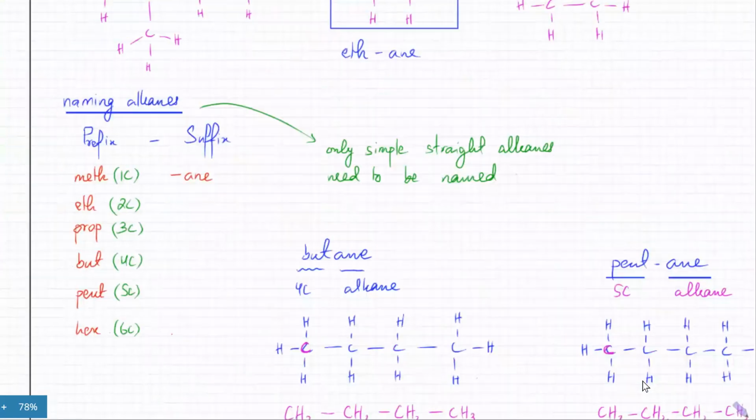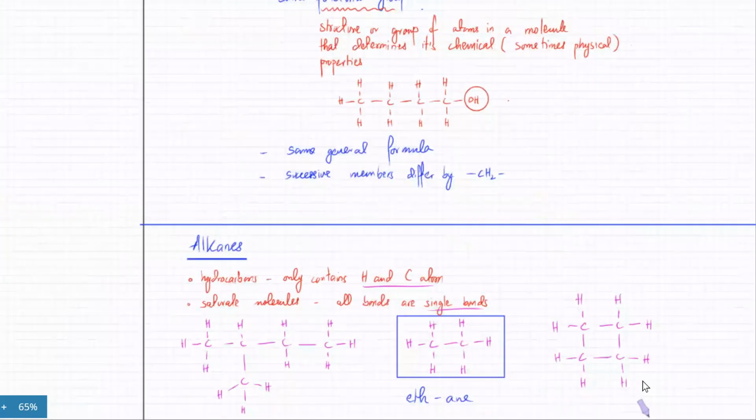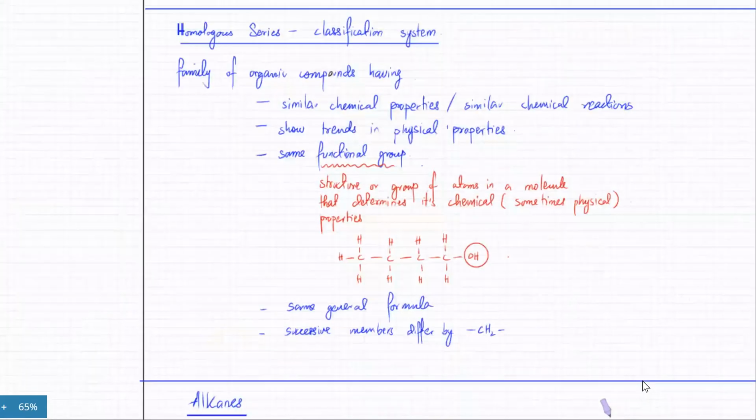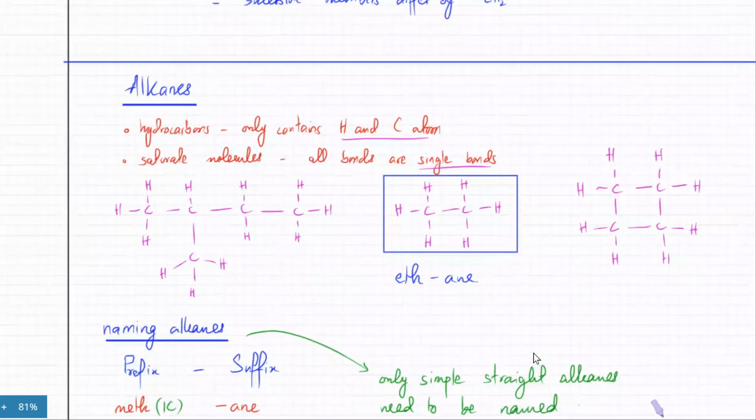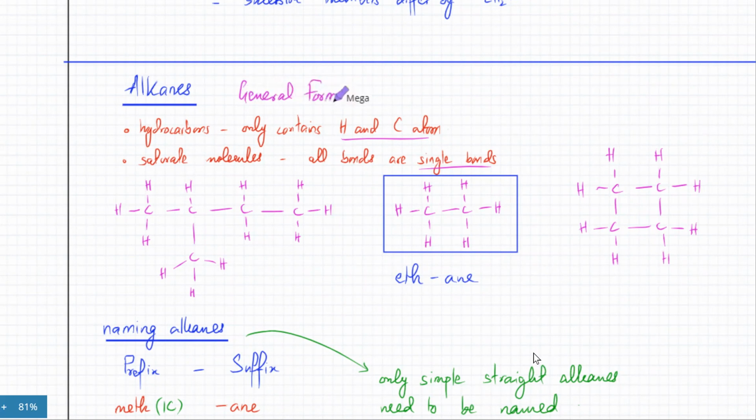Now, there were 2 things that were left in the homologous series which we did not discuss. A homologous series, or family of compounds, should have the same general formula, and the successive members should differ by CH2. So alkanes have a general formula, and you can use that general formula as well. The general formula of an alkane is CnH2n+2.